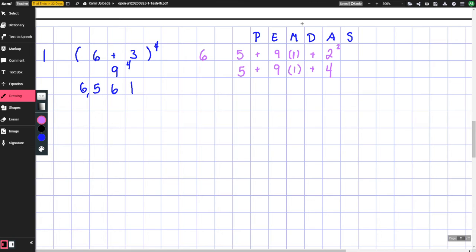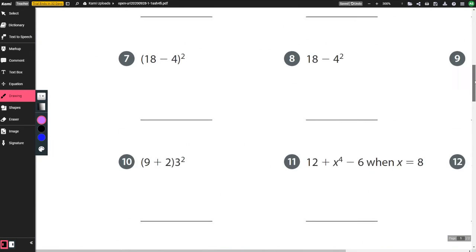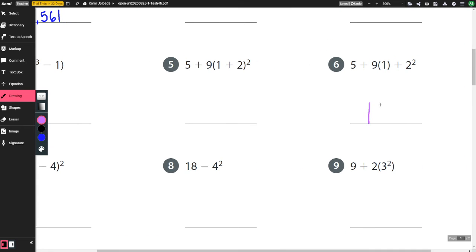Next is multiplication and division. I do have a multiplication right here with the 9 and the 1. 9 times 1 is 9. And I bring everything else down. Now I add. This comes first, then this. So 5 plus 9 is 14. Plus 4 equals 18. I'm going to scroll up. There's my 18. Cross it off. Go to number 6 and write 18.